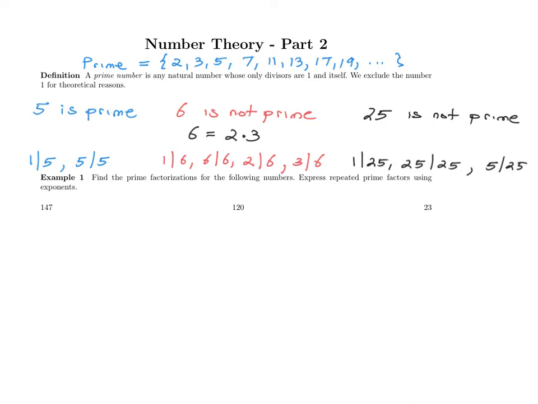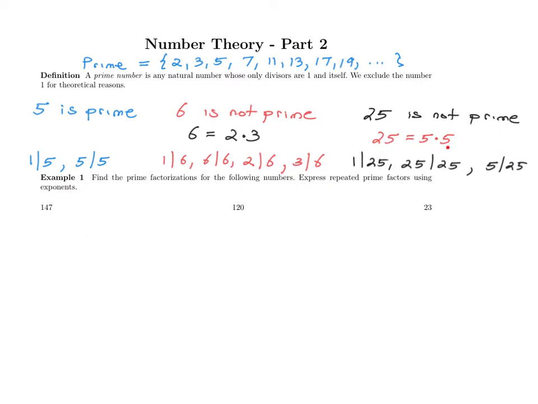Can we do the same thing for 25? 25 isn't prime. What is its prime factorization? Well, let's see. 25 is equal to 5 times 5, and 5 is prime, and so we'd call this the prime factorization of 25. We split it apart by using multiplication, and everything over here is a prime number.